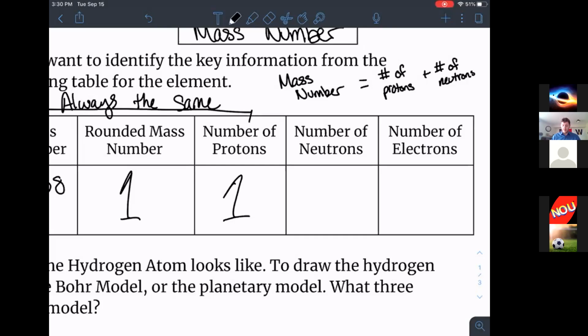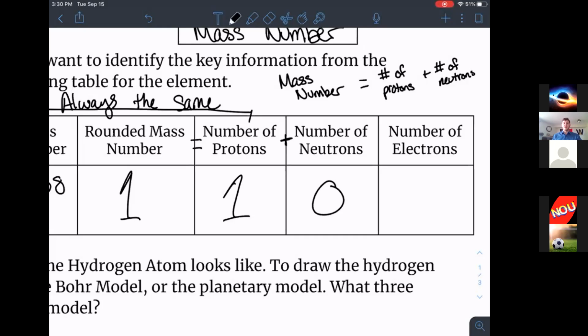Perfect. So it's always going to be the mass number, or a rounded mass number in this case, because we're not going to have a decimal point. We're not going to have 0.008 neutrons. So that rounded number is equal to the number of protons plus the number of neutrons.